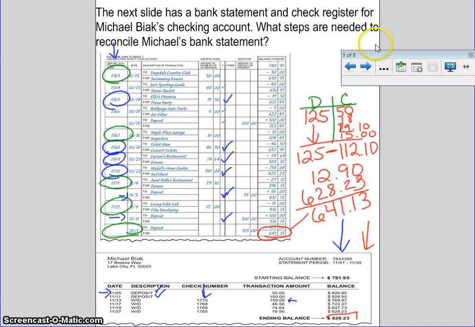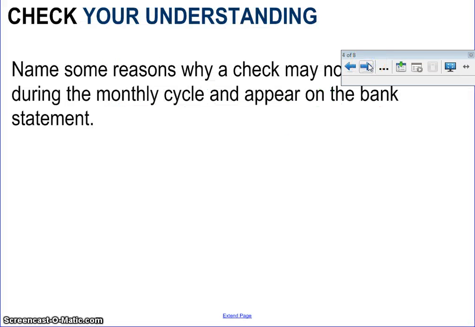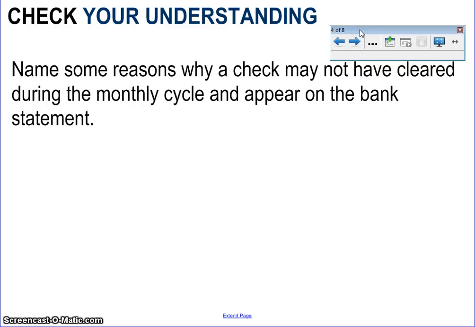All right, moving on to the check your understanding. Please press pause, take a second to answer this question, and we'll come back and answer it together.